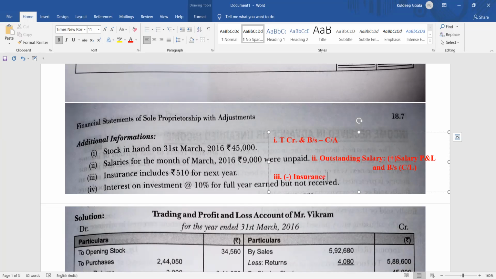So it will be deducted from the insurance. Where from? From the profit and loss account. इंश्योरेंस का प्रॉफिट एंड लॉस अकाउंट में आता है ना, वहां से डिडक्ट हो जाएगा, राइट. And again, what is the second treatment? It will be shown in the balance sheet as current asset. Okay, as current asset. Clear?